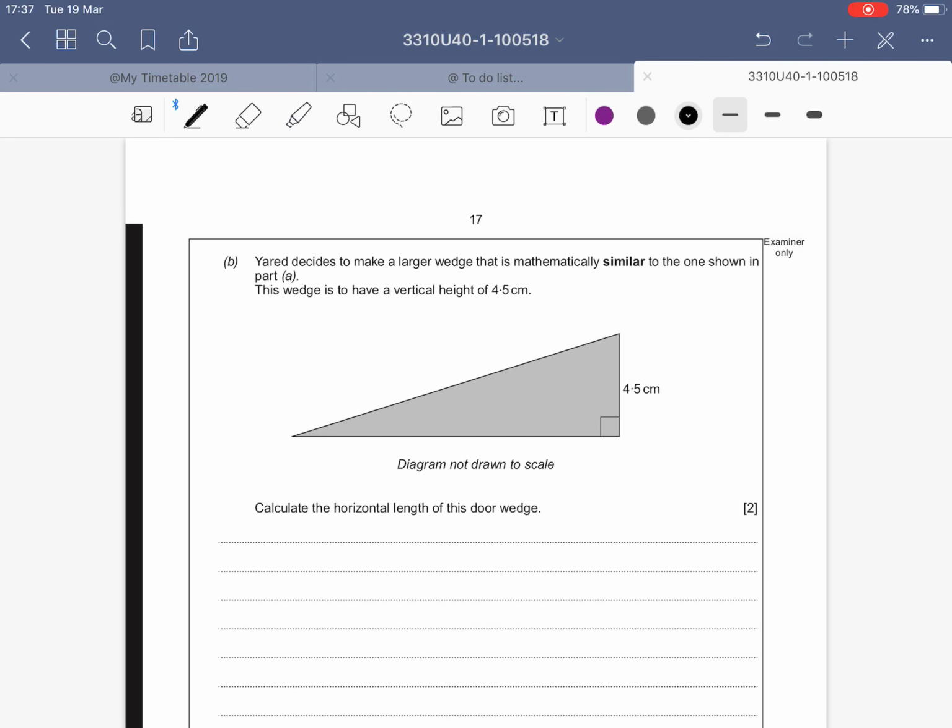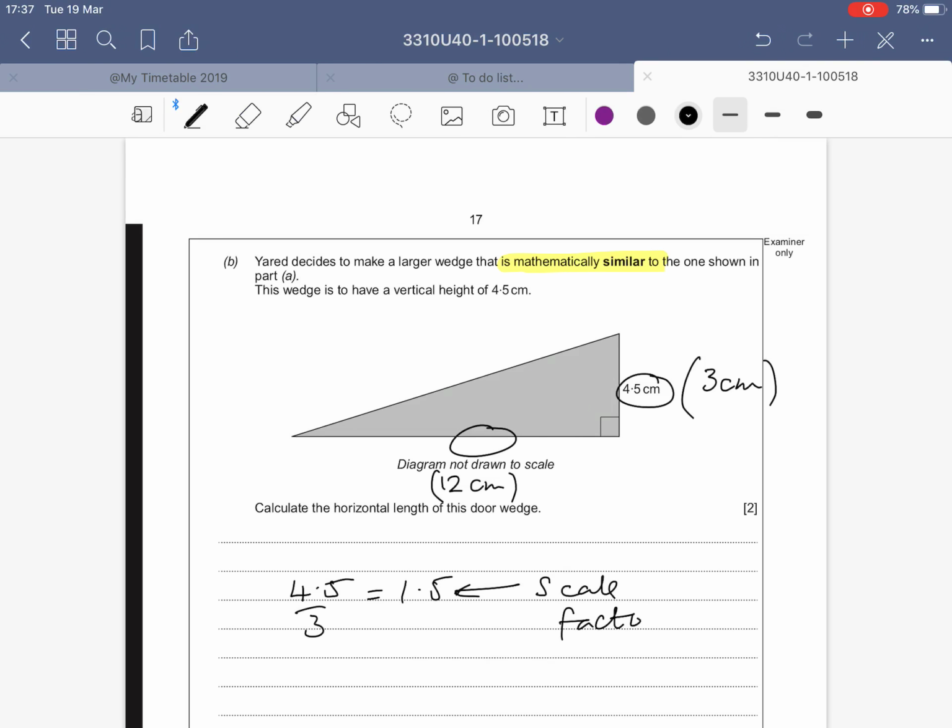In part B, we're told that these two shapes are mathematically similar. This means that as we look at the old shape, which used to be 3 centimetres tall, they've multiplied that by something to make the height on the new shape. And the old shape, which used to be 12 centimetres long, they've multiplied that by something to make the length of the new shape. If we do the 4.4 divided by the 3, this is going to give us the scale factor, the magnifier or the multiplier that is going to increase all edges of the shape.